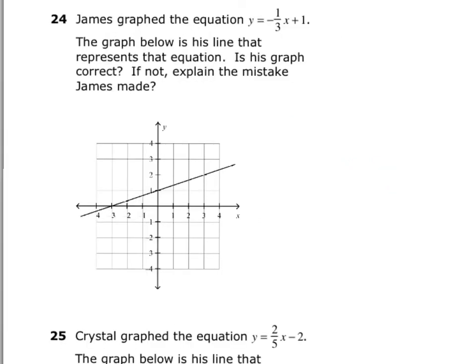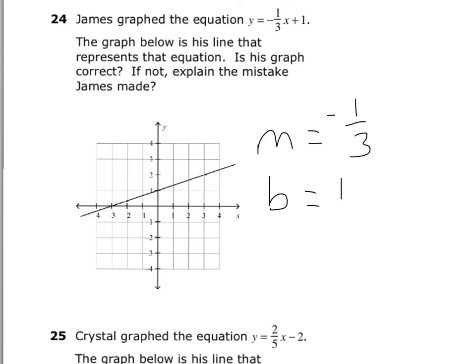Number 24. James graphed the equation y equals negative 1/3 x plus 1. The graph below is his line that represents that equation. Is his graph correct? If not, explain the mistake James made. Okay, we're comparing this equation to this graph. So in order to go from here to here, we need to look at the slope and the intercept. So identify the m and the b. B is 1, slope is negative 1/3.